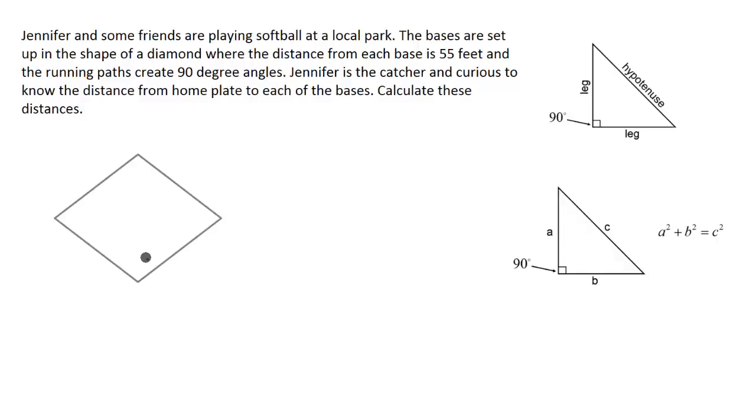So here's the diamond that will represent that, and I'm going to label all the bases. So we have home plate down here, this is first base, second base, third base, and then back to home. Our problem said that there's 55 feet between each of these bases. So there's all of those labels. And then it also says that the running paths create 90-degree angles. So there's all of our 90-degree angles.